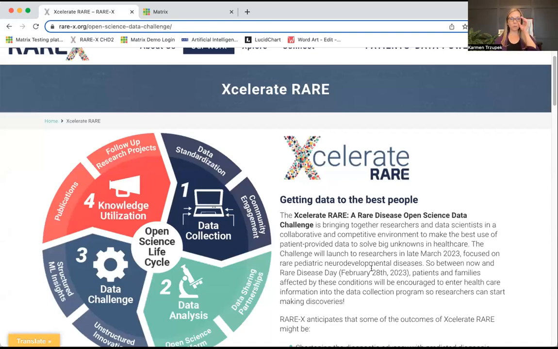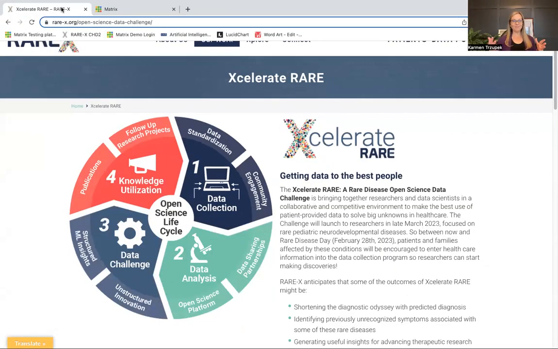So first, I am going to share a page from our website. So here is our page on this initiative, Xcelerate RARE. And you can see here that we have created this graphic, and it has 4 components of what we call an open science life cycle.